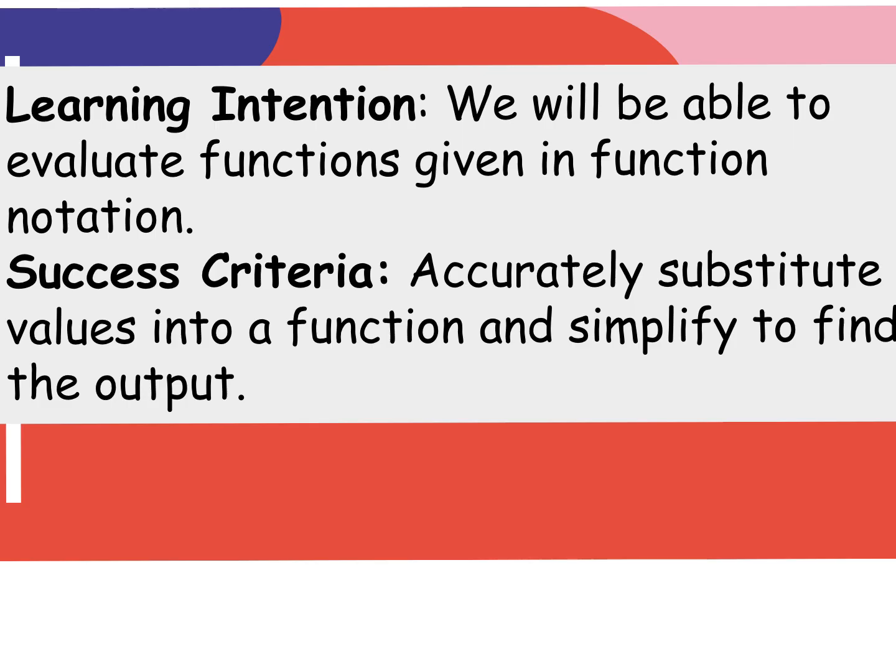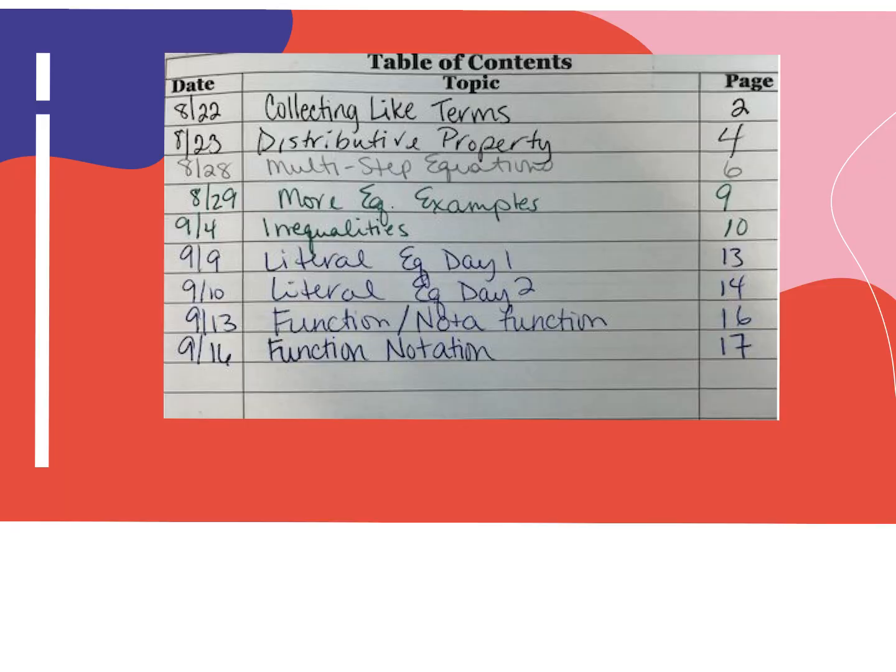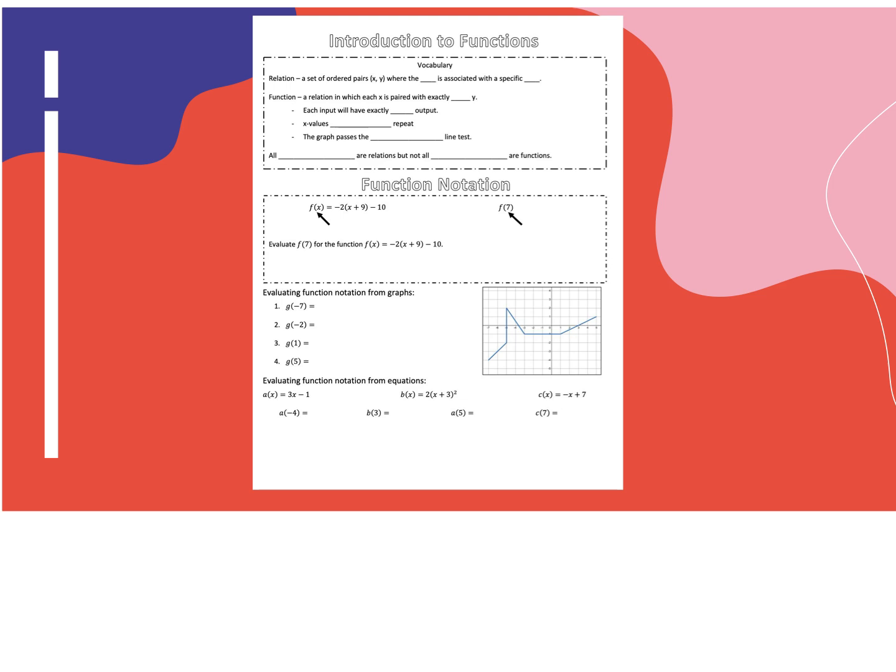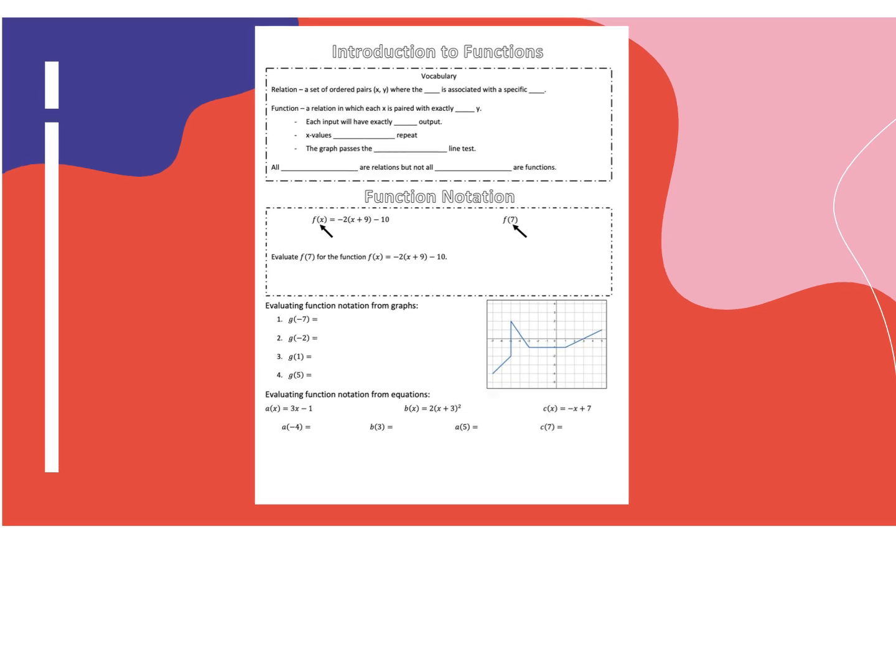So today when we look at this, we are evaluating functions. So we're going to look at something called function notation. We're going to substitute into a function and simplify. So you might want to have your calculator handy. In your table of contents, we're going to add function notation on page 17. So here are our notes today.